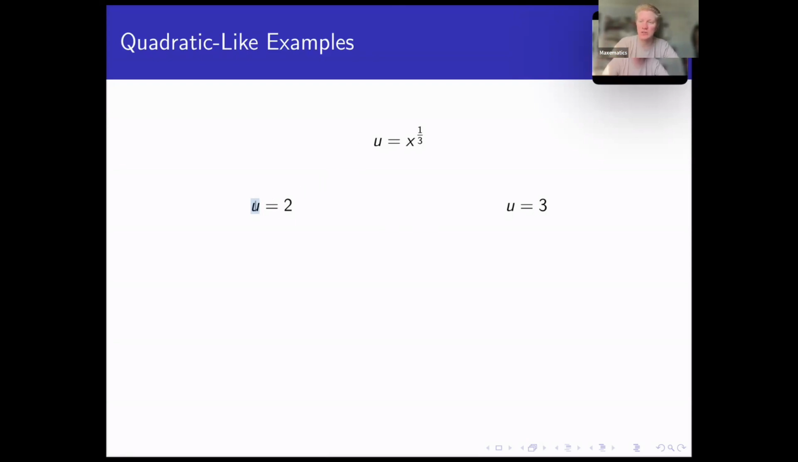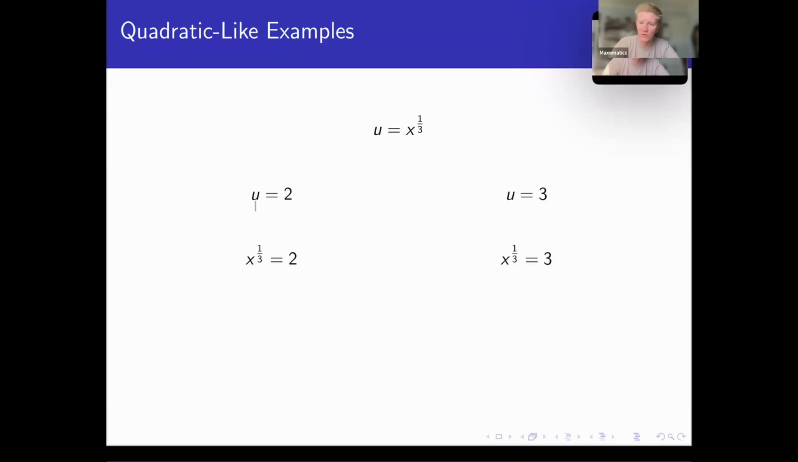So this isn't u equals 2. This is x to the 1/3 equals 2. This isn't u equals 3. This is really x to the 1/3 equals 3. Now, from here, you know how to solve these equations from the last step. We'll just cube both sides, and we get 8 and 27. And those are our two answers.